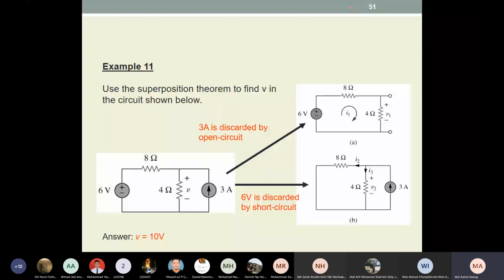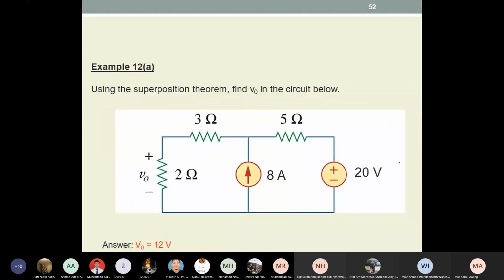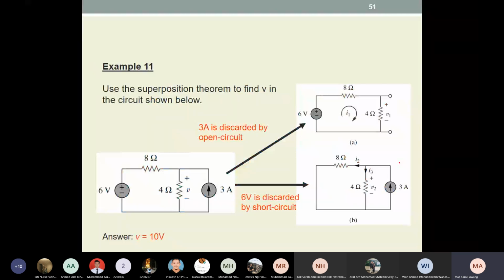The second calculation you need to do with respect to the current source of 3 amps. So you discard the 6 volt voltage source by zeroizing the voltage. Actually, you replace it with a short circuit. You can do this on your own, and you should get an answer of 10 volts.